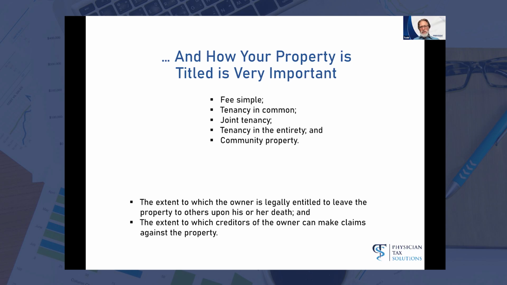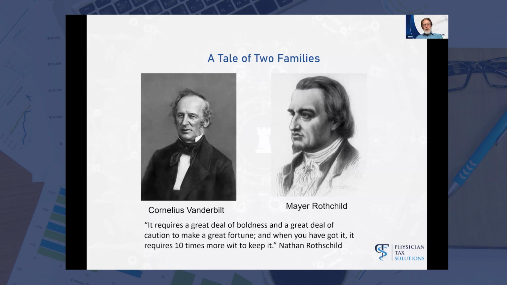We have several ways you can own property: fee simple, tenancy in common, joint tenancy, tenancy by the entirety, and community property. Let's move on just a little bit to talk to you about two examples of people that did do some good planning.